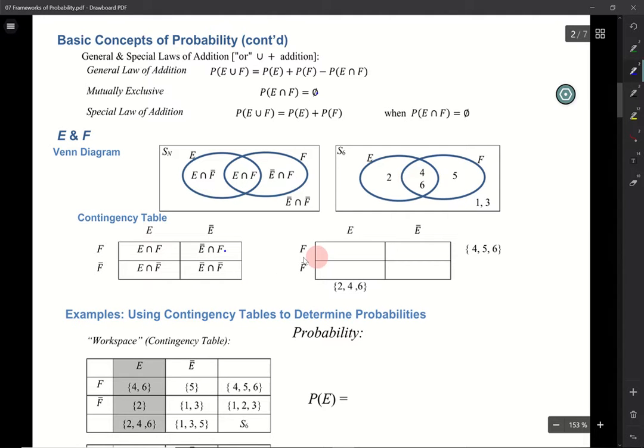Okay, so here's E. So at the bottom margin we sort of have some description of E, and then here's F on this row, and so on the margin for F, outside margin of F, we have 4, 5, 6. So if we wanted to make this table for E, what should we do? How should we do that? Where do you start?